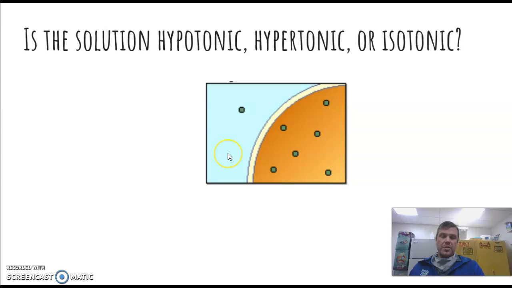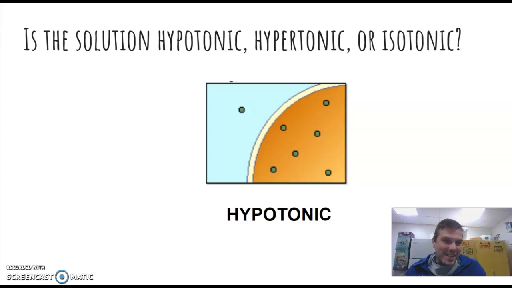Describe this solution. Think about the terms. What term describes this? Do I have more or less dissolved solutes in the solution? If I have more, I call it hypertonic because hyper means high level. If I have less, I call it hypotonic. That means low level. Which one is this? Do I have more or less? In this case, I've got less solutes out here, so I would call this hypotonic.